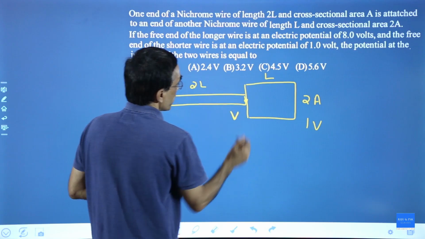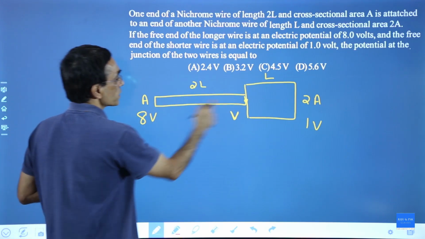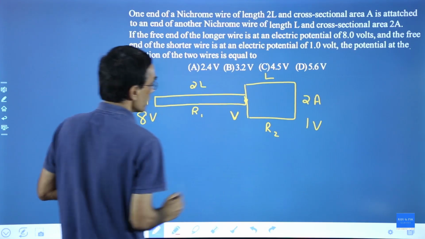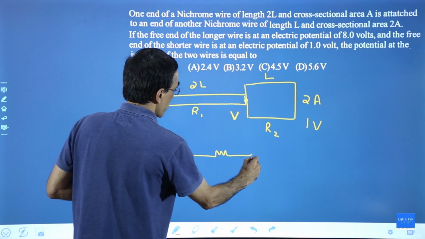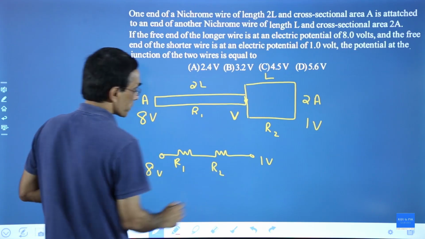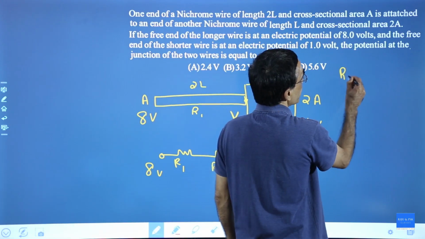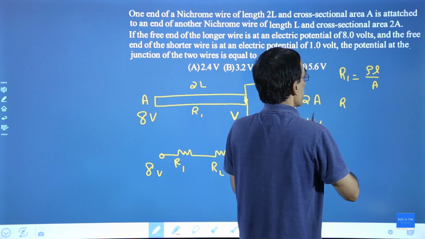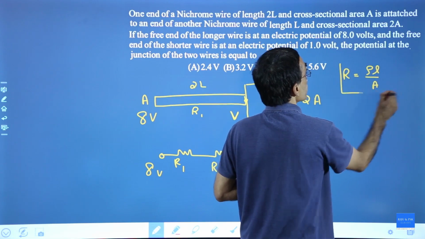Call it V. Just use the previous method. But what's the difference? What should be the resistance here? R1 and R2. I can draw an equivalent circuit here. This is R1, this is R2, this is at 1 volt, this is at 8 volt. To find R1 and R2, R1 is nothing but rho into L by A, so you can use the equation R equal to rho into L by A.